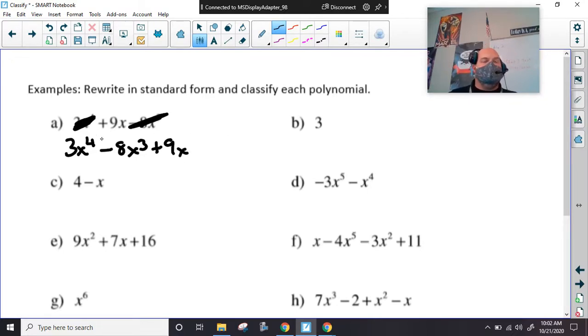What's the degree of this? What's the highest exponent? 4. How many terms do we have? 3. So it's a 4th degree trinomial. Bam.